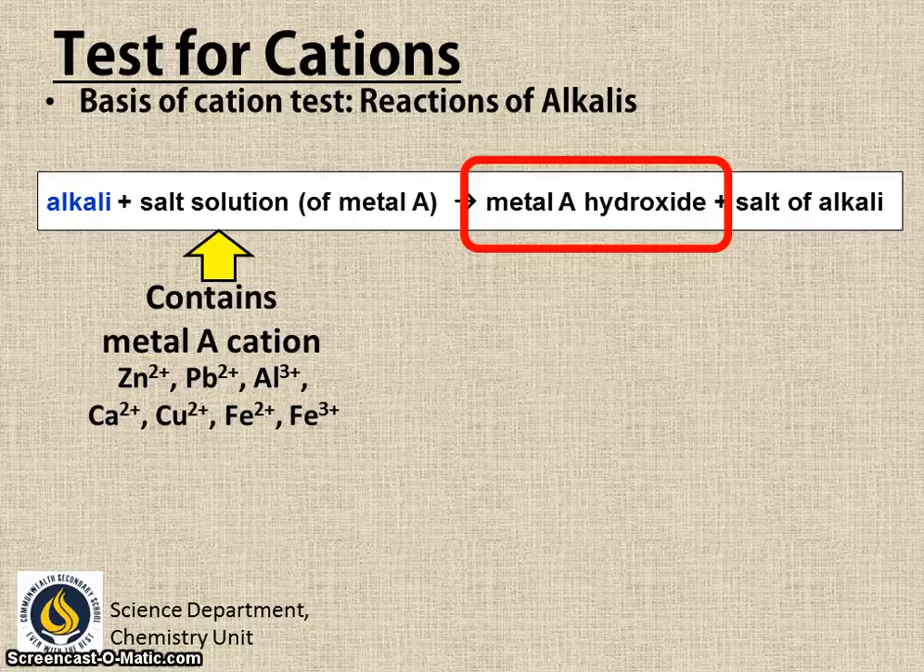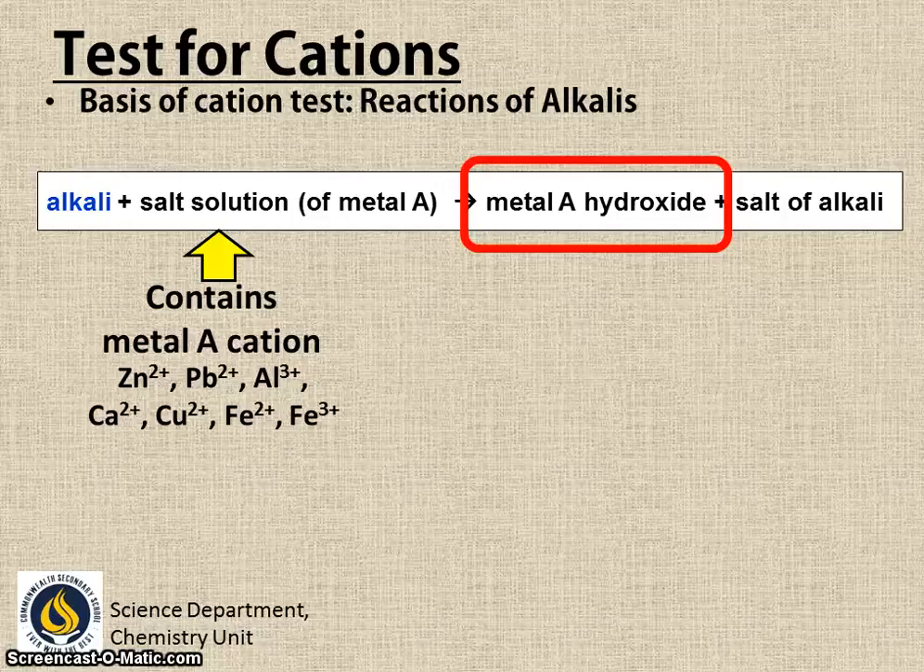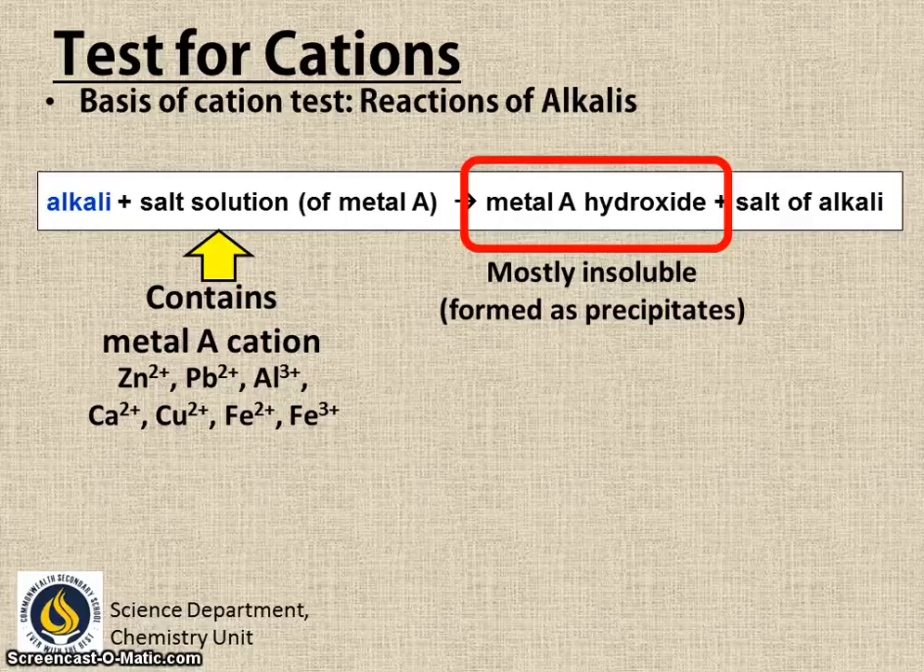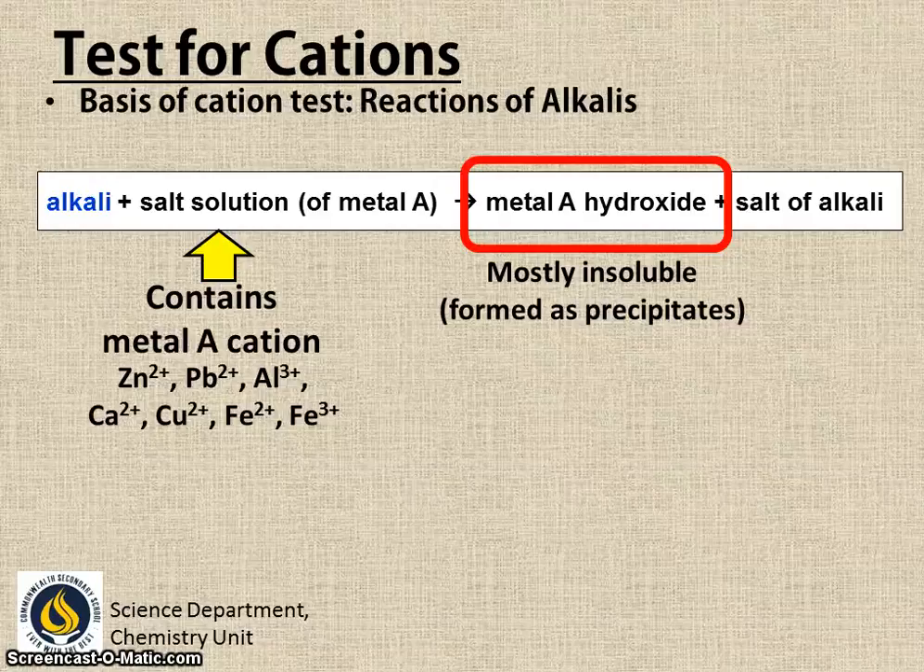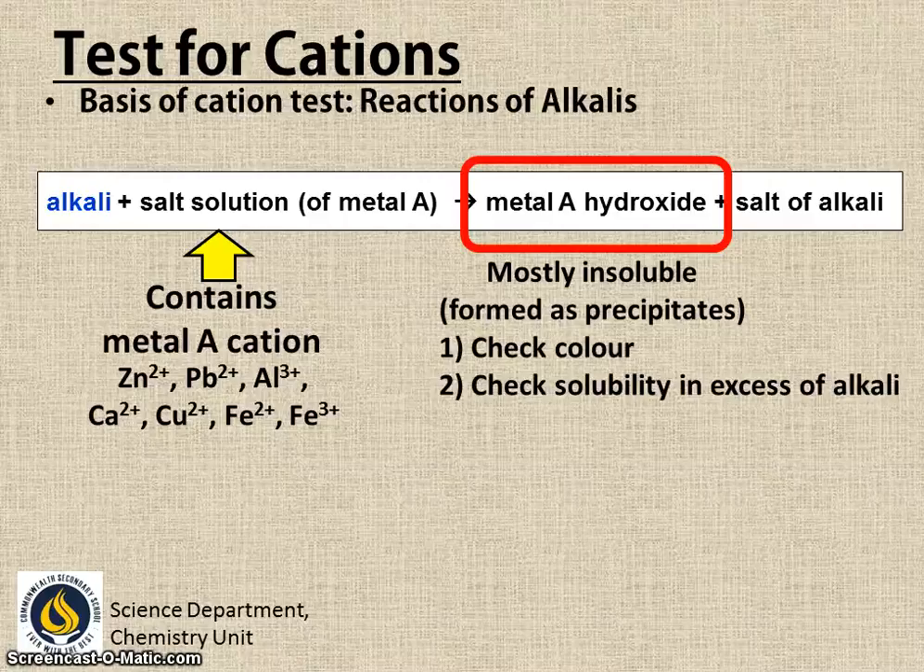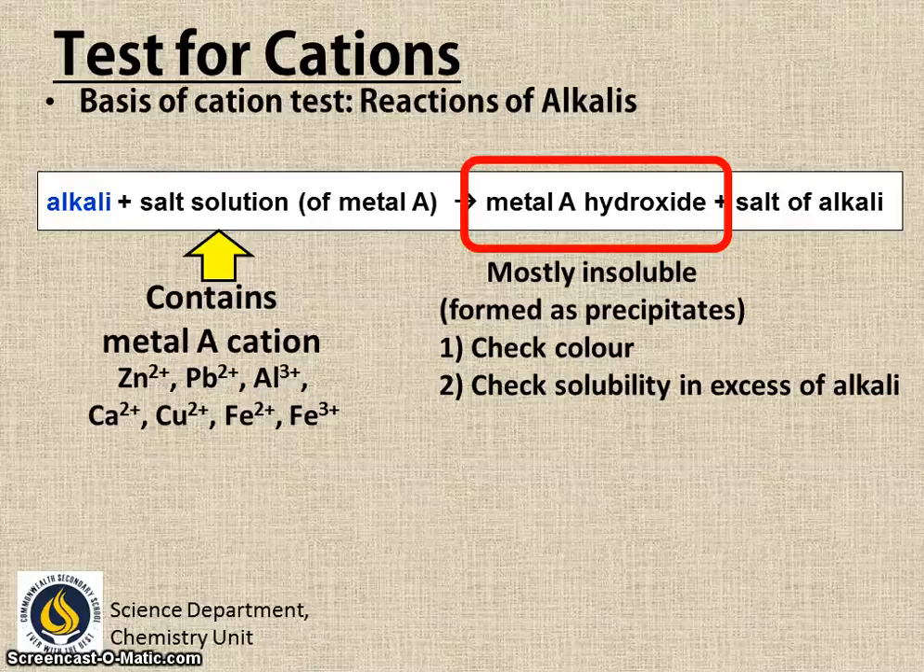Depending on the identity of the metal cation in the original salt solution, we have different solubility of metal hydroxide produced. Most metal hydroxides are insoluble and they are formed as precipitates. A precipitate is a solid formed upon mixing of two solutions. By looking at the color of the metal hydroxide formed and its solubility in excess of alkali gives information about the cations present in the solution.